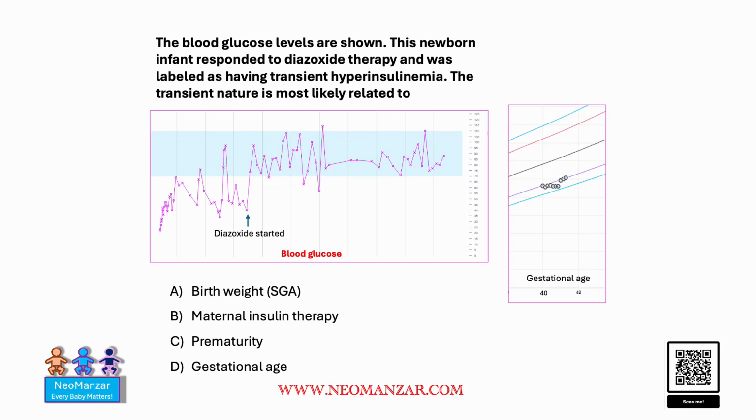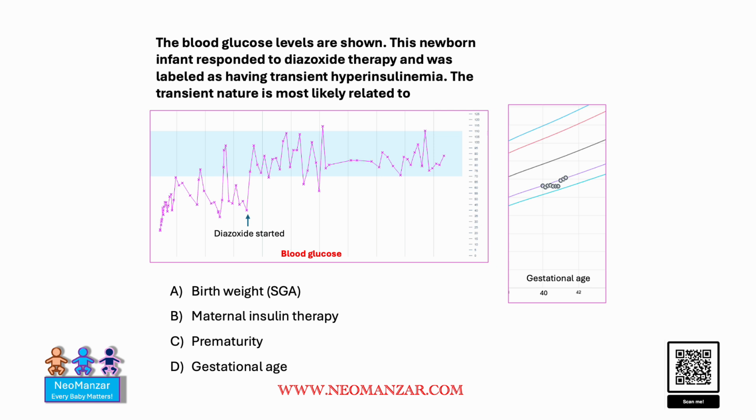So the blood glucose levels are shown below. This newborn infant responded to diazoxide therapy and was labeled as having transient hyperinsulinemia. The transient nature is most likely related to, there are four choices given. What do you guys think is the correct choice?